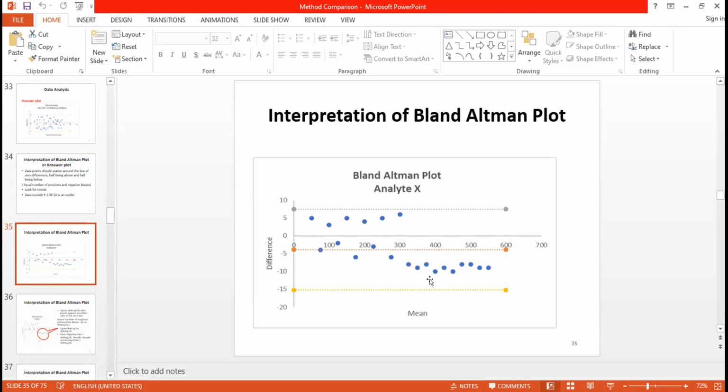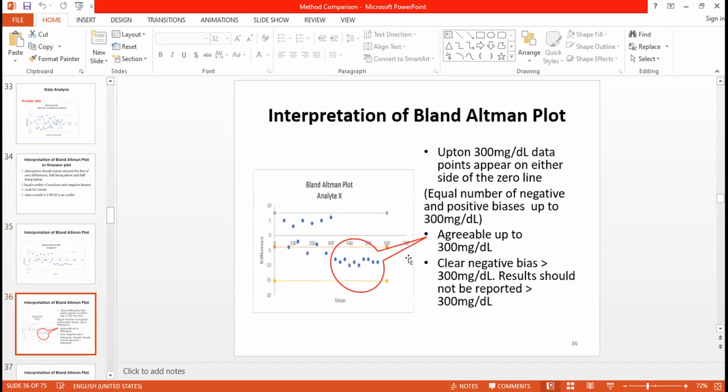Try and quickly interpret this. So you can see your data points, the blue ones, equally scattered above and below the zero bias line, which is a good thing. But after 300, there's a clear negative bias. So I would say that the two methods are agreeable up to 300.